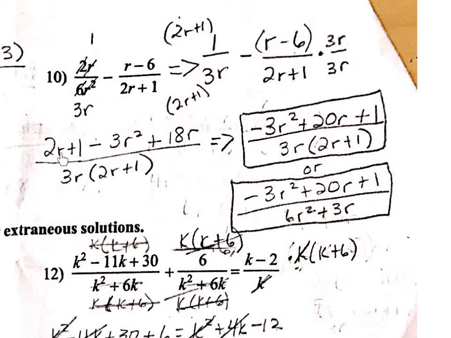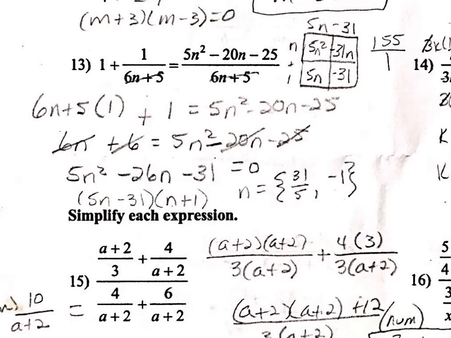So here we have our combination. We have our 2r plus 1 minus 3r squared plus 81r. That's what we get when we combine all of this. And in the denominator, we have our common denominator of 3r times 2r plus 1. So negative 3r squared plus 20r plus 1 over our common denominator. Or you could write it like this, where you write it in standard form. This is factored form. I don't care what form your answer's in as long as it's correct.